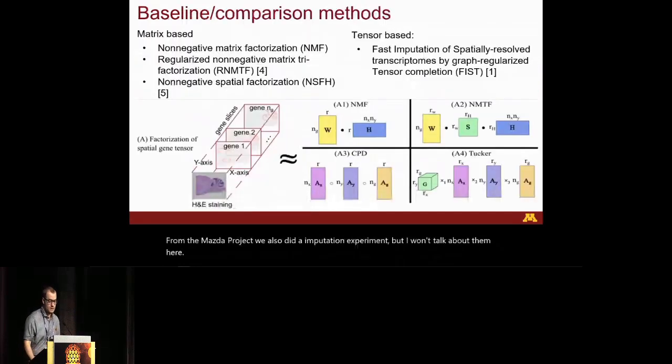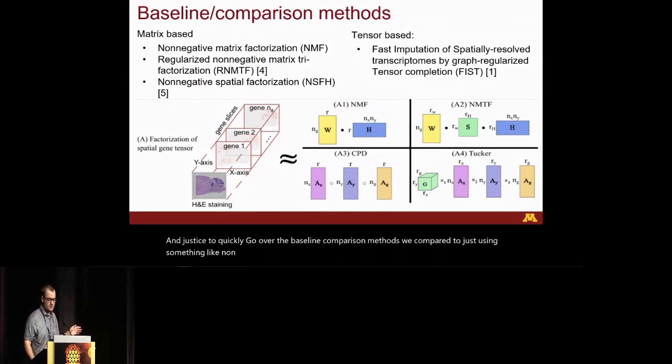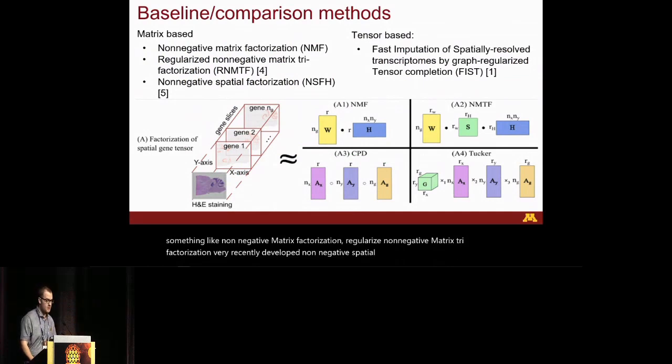And just to quickly go over the baseline comparison methods, we compared to just using something like non-negative matrix factorization, regularized non-negative matrix trifactorization, and the very recently developed non-negative spatial factorization that allows for similar extraction of spatial components. And we also compared it to a tensor-based method, which is FIST.